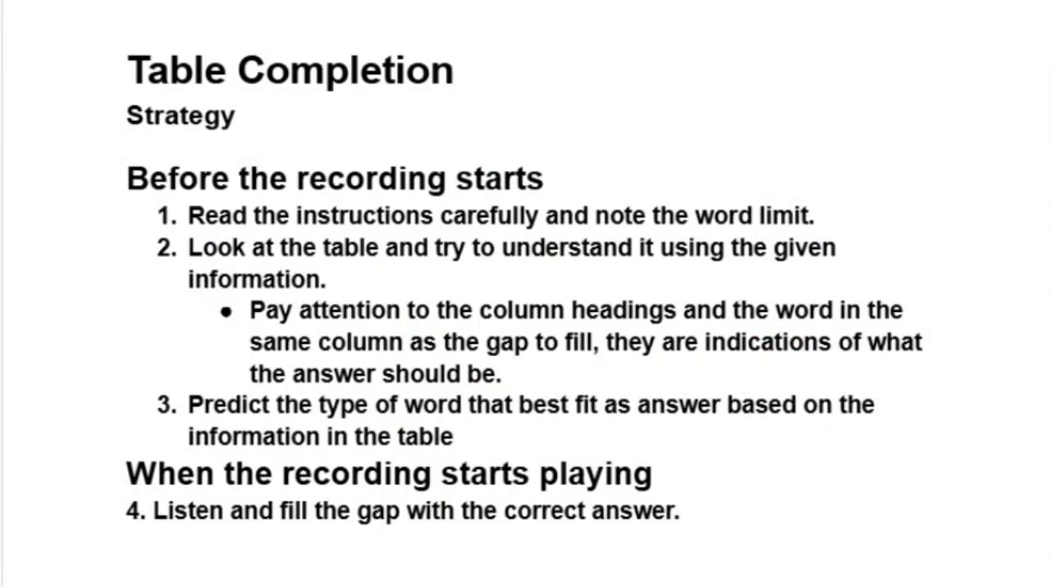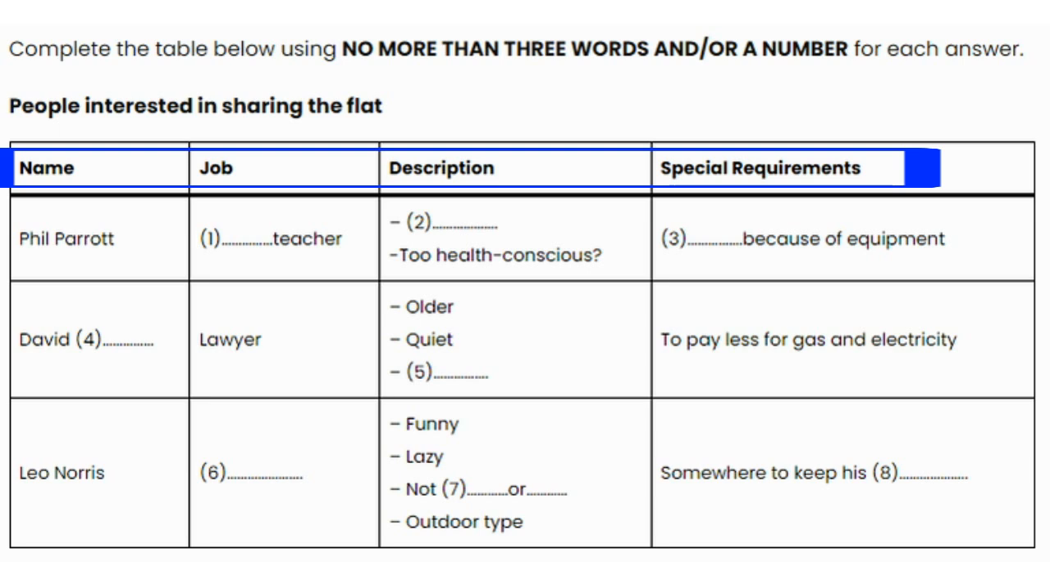So step 2 is look at the table and try to understand it using the given information. Pay attention to the column headings and the words in the same column as the gap to fill. They are indications of what the answer should be. Now let me show you what that means. All these column headers, pay attention to them, take note of them.